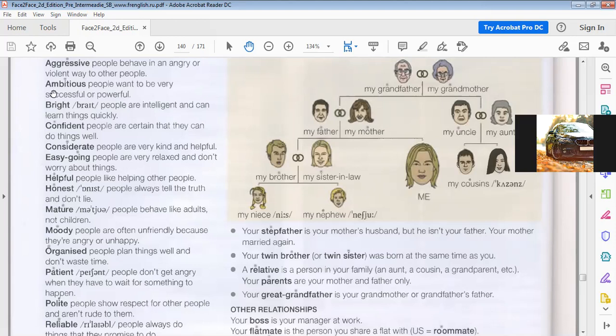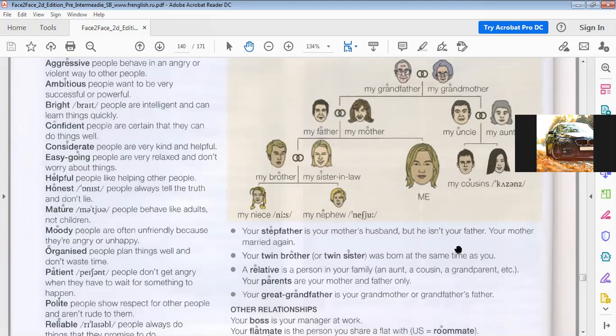So in Arabic, what is this? If someone wants to be very successful or wants to be powerful or wants to achieve a lot of things, what do we use? طموح. Yes, correct. That's right. طموح.